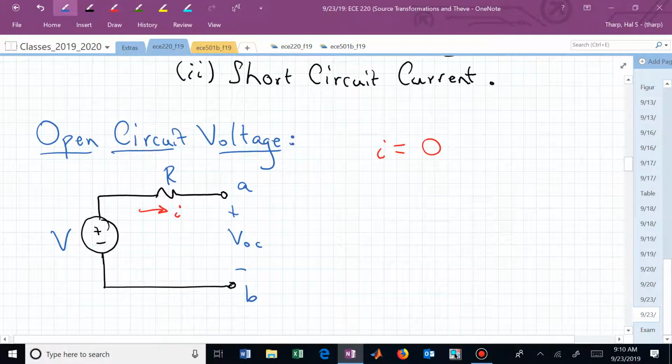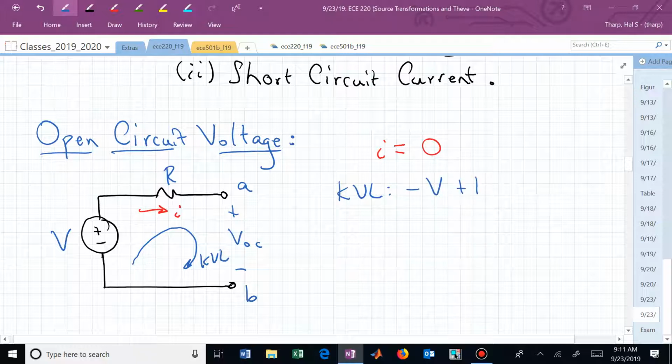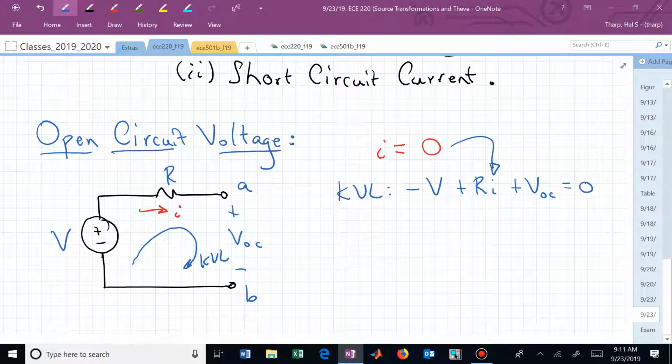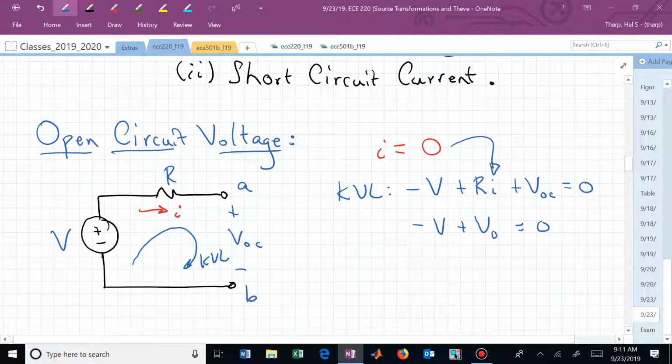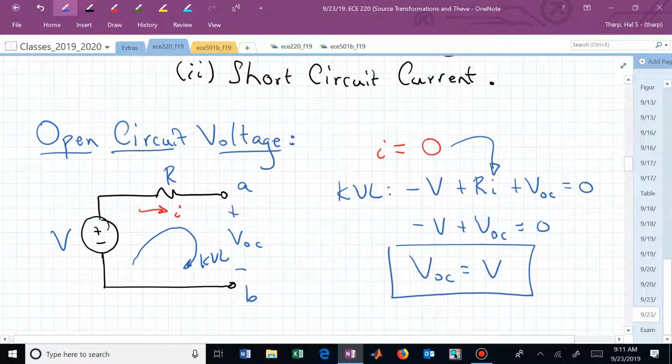If we now see that and say, well, let me do a KVL, we now know that minus V plus RI plus V OC is equal to 0. But we just realized that in an open circuit there's no current flowing through those terminals, or across terminals A and B. So this now says that minus V plus V AB is equal to 0. Whoops, I'm calling it open circuit. V open circuit is V. The open circuit voltage, if you put a voltmeter across terminals A and B, you better measure V. That's the open circuit voltage.